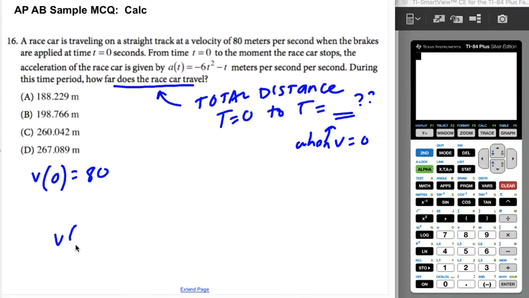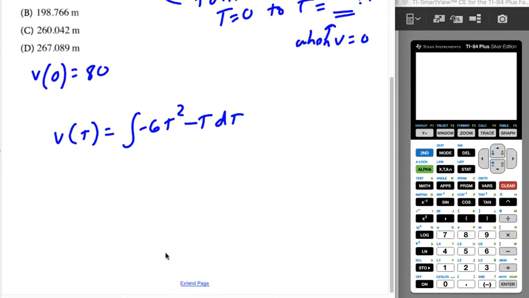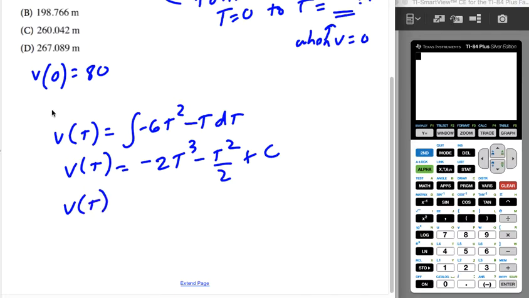Well, velocity is the integral of acceleration, so it's the integral of this. I'm going to get that the velocity is negative 2t cubed minus t squared over 2 plus c, but I know v of 0 is 80, so if I plug in 0 for all those t's, I would just get 0, so I'm going to get an 80 for c. So this is my velocity.